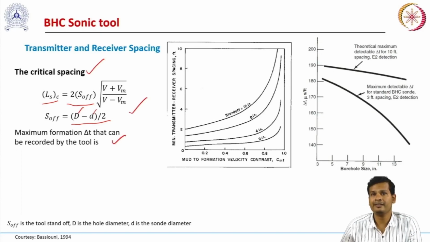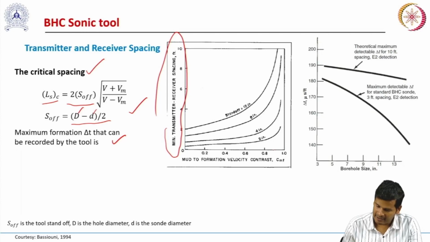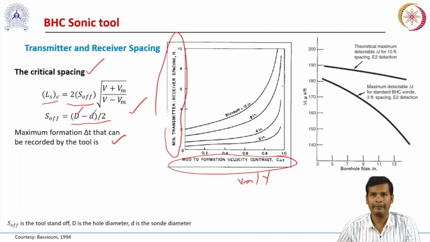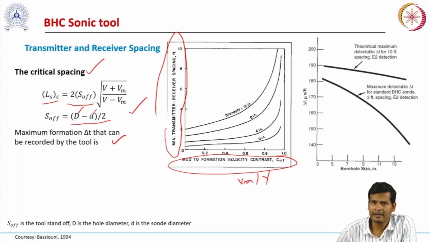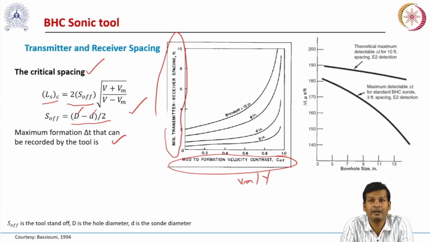You can see in this figure the minimum transmitter to receiver spacing against the mud to formation velocity contrast, that is, Vm divided by V, and the standoff between the hole diameter and the tool diameter. So you can pick the minimum transmitter to receiver spacing depending upon the formation velocity and the mud velocity expected, and depending upon the tool diameter and hole diameter.